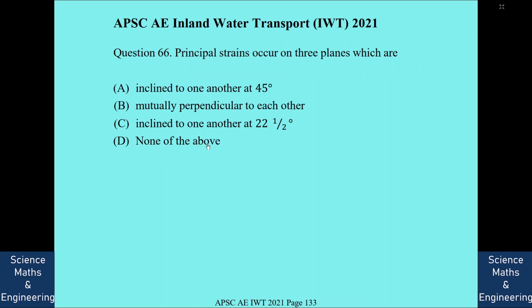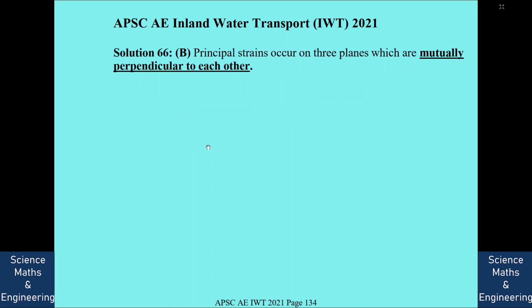Principal strains occur on three planes which are A, inclined to each other at 45 degrees, B, mutually perpendicular to each other, C, inclined to each other at 22.5 degrees, and D, none of the above. So the answer is, principal strains occur on three planes which are mutually perpendicular to each other.